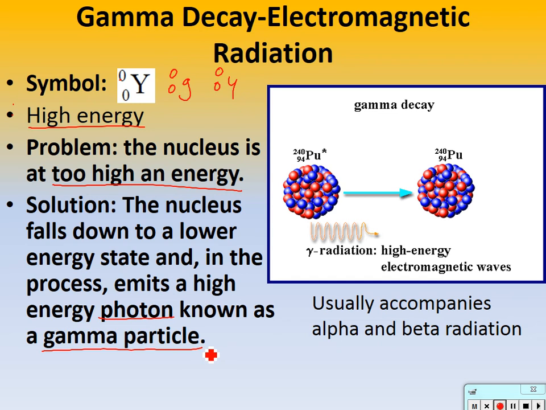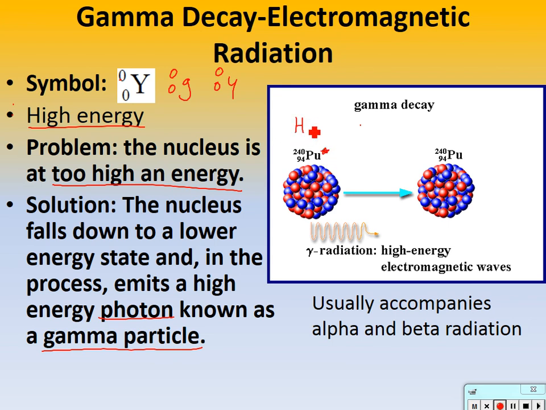So let's look over here. It was Pu 240. Now what is it? Pu 240. Did it change? Didn't change at all. The atomic number was 94, now it's still 94. But what's different? Why is there a little star here? What do you think that star means?